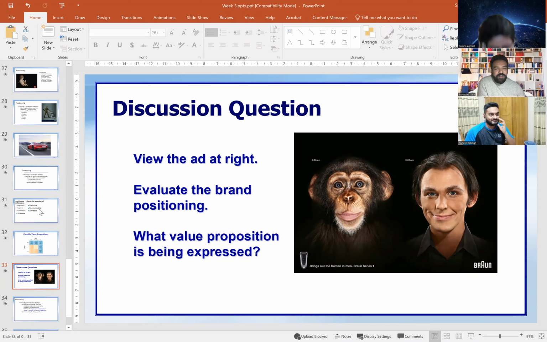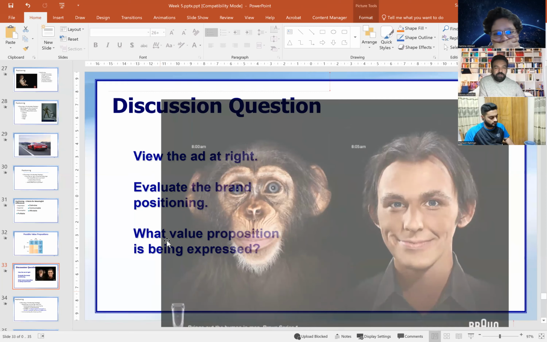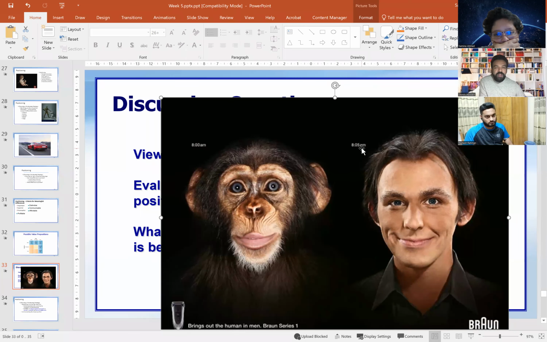But anyway, jokes apart, the positioning is Braun. It's a shaver brand. This Braun shaver will bring the human back inside you. This product is so accurate and so great in quality, it will bring the human back in you. It's a great positioning, a top quality product. And the ad is also very creative: that's 8 a.m. and that's 8:05 a.m. This was who you are at 8 o'clock, and after just 5 minutes using Braun, this is who you will become.